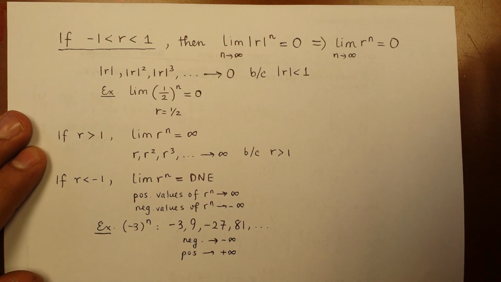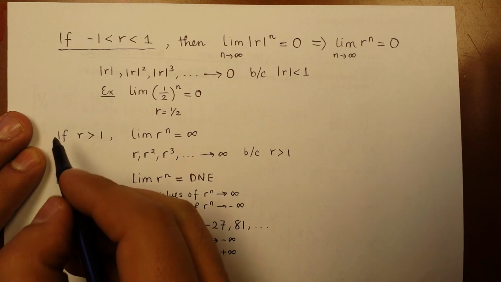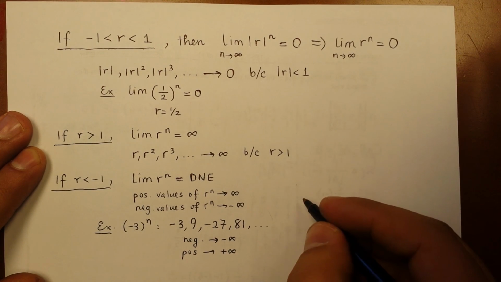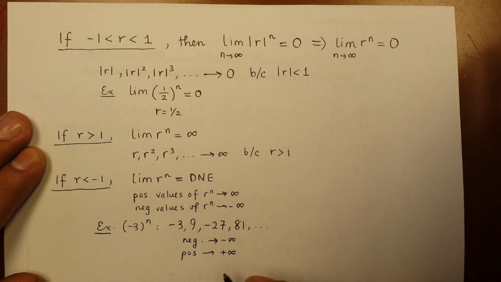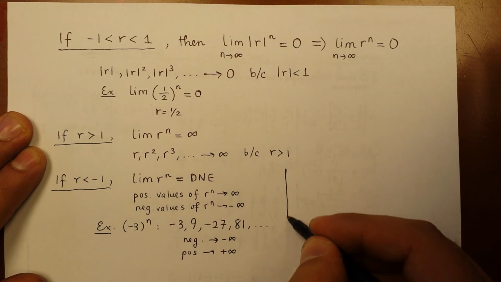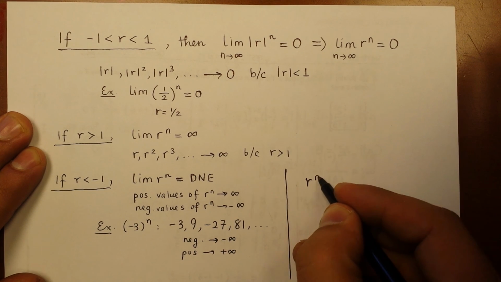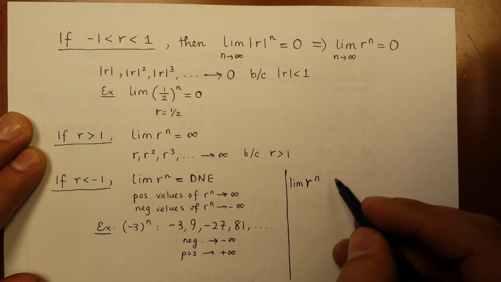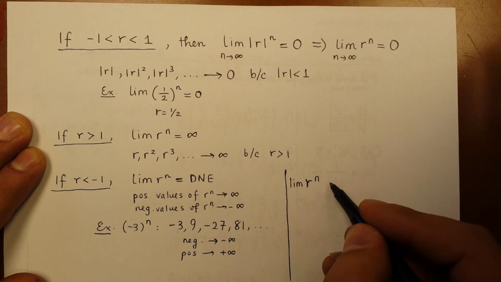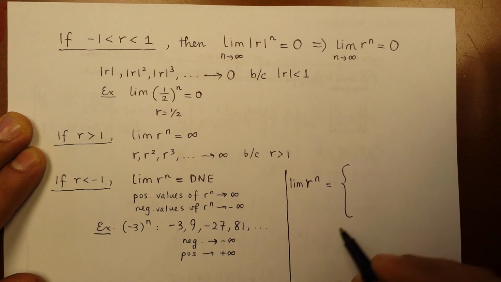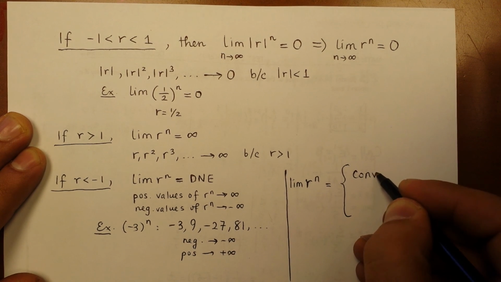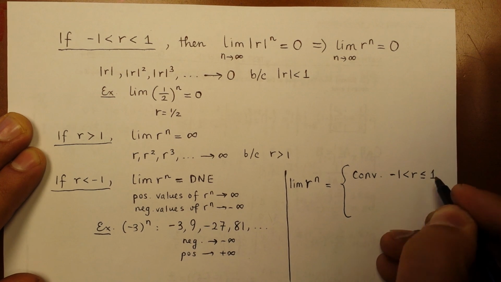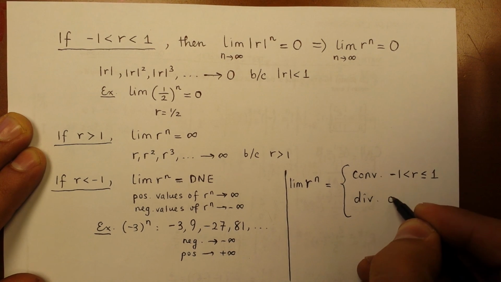So in conclusion, you can say that for this sequence r to the n, we can write that the limit of r to the n is, it's convergent if -1 is less than r less than or equal to 1, and it's divergent otherwise.